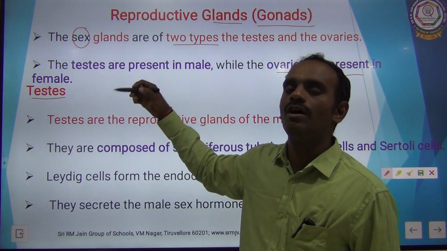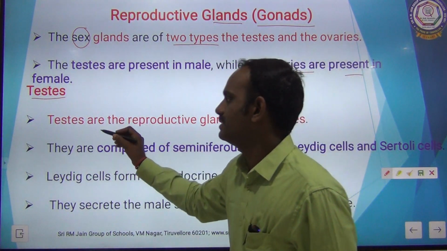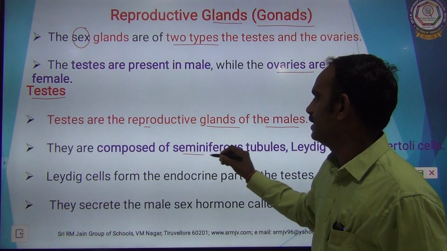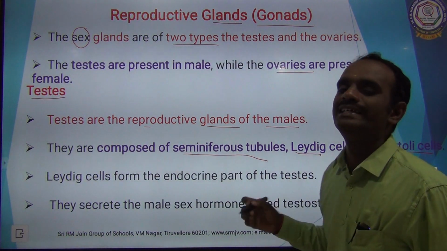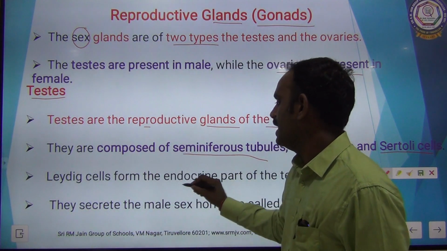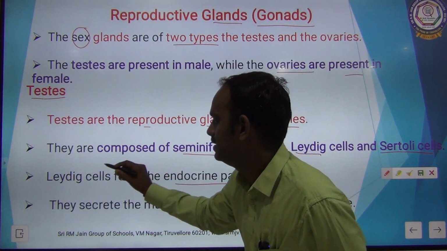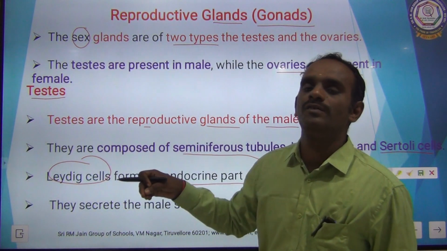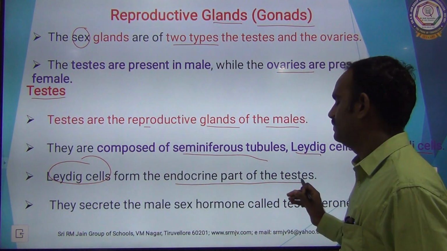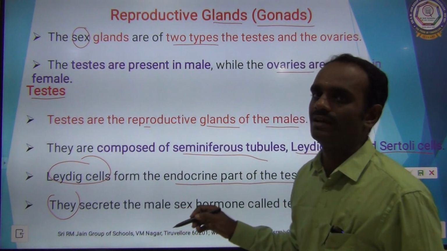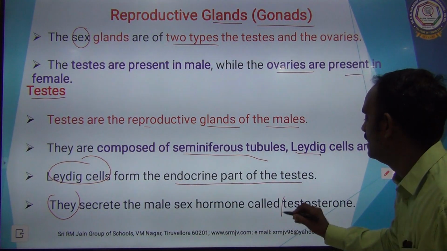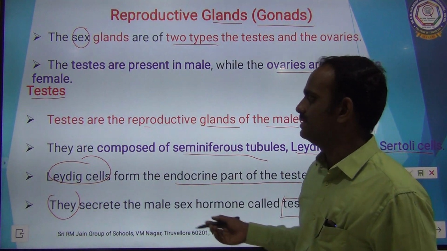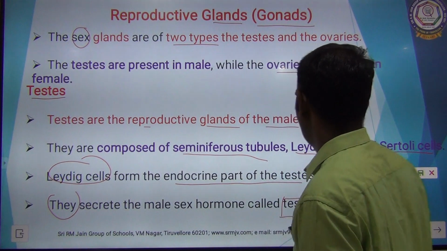Testes are present in the male. So testes are the reproductive glands of males. They are made up of seminiferous tubules, Leydig cells and Sertoli cells. Leydig cells form the endocrine part of the testis. These Leydig cells alone synthesize hormone, so they are said to be the endocrine part of the testis. The Leydig cells of the testis secrete the male sex hormone called testosterone. Very important, this is a male sex hormone. Clear, children? Very good.